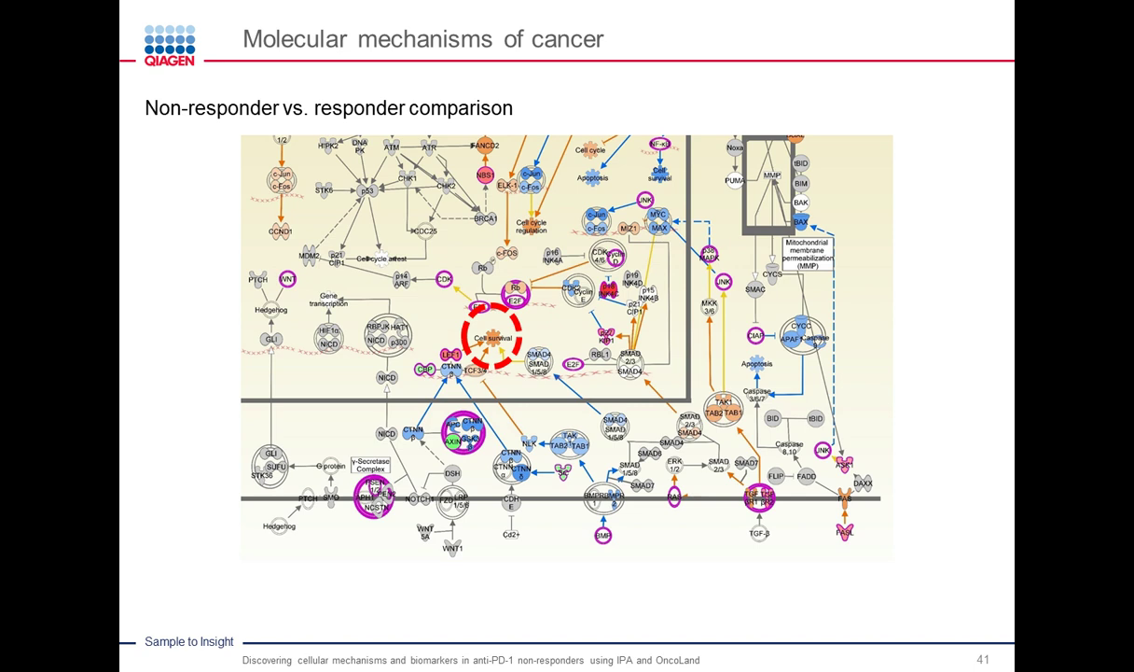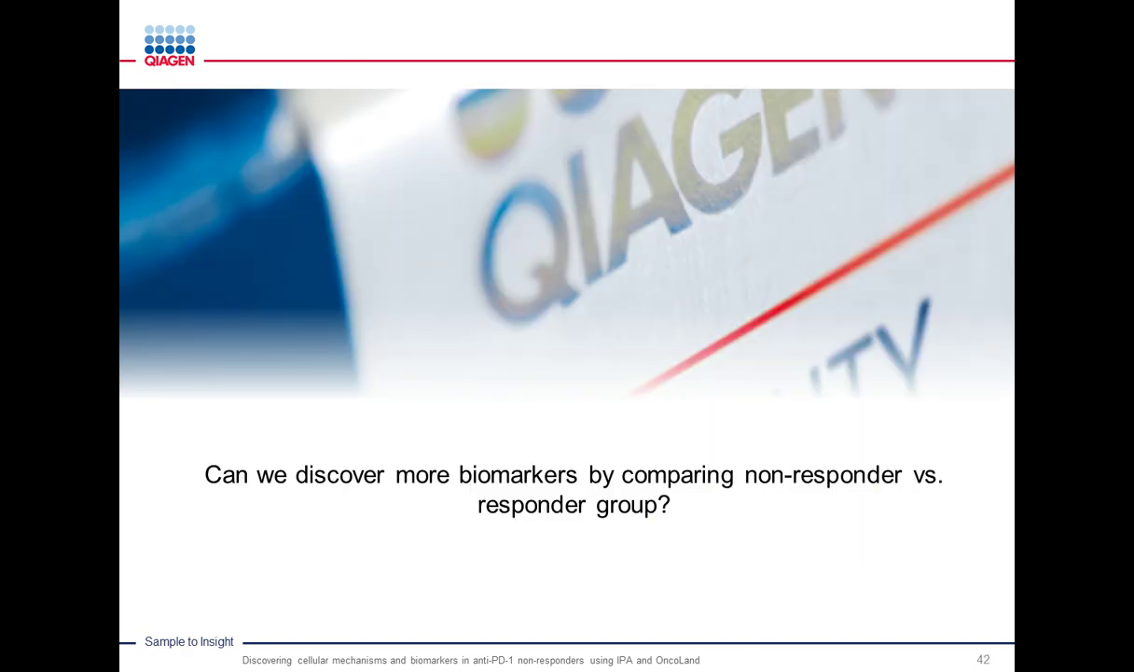Similarly, if we look at the bottom part of the pathway, we see LAF1 in red. Red is upregulated. LAF1 is a cell survival marker, right? If you did not know about it, you can easily find that out using the IPA database. And you can see that upregulation of LAF1 is also leading to increased cell survival in anti-PD1 non-responders. So again, this is another way they might be resisting the therapy.